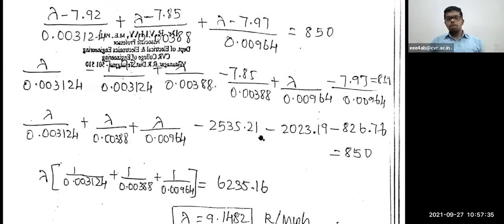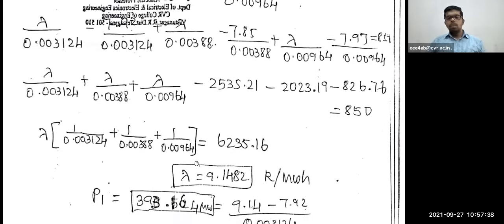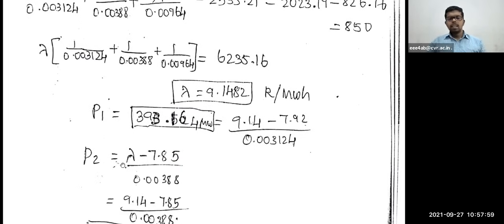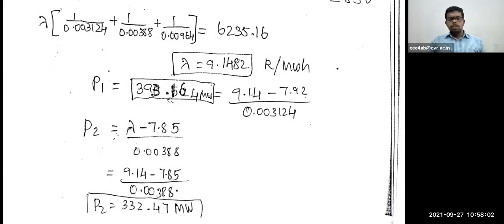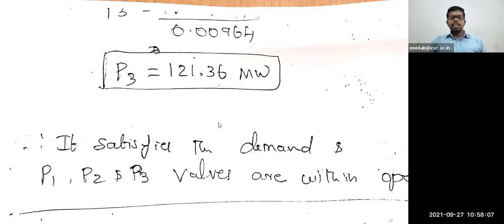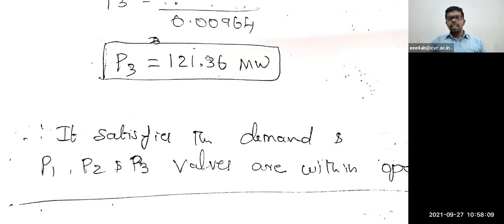You take this problem as homework. Then you can easily find out lambda is equal to 9.1482 if you solve with the lambda iteration method. Next, PG1 is lambda minus bi divided by 2a. If you substitute directly, you will get P1 as 393.164, next P2 as 332.47 megawatt, next P3 as 121.36 megawatt.